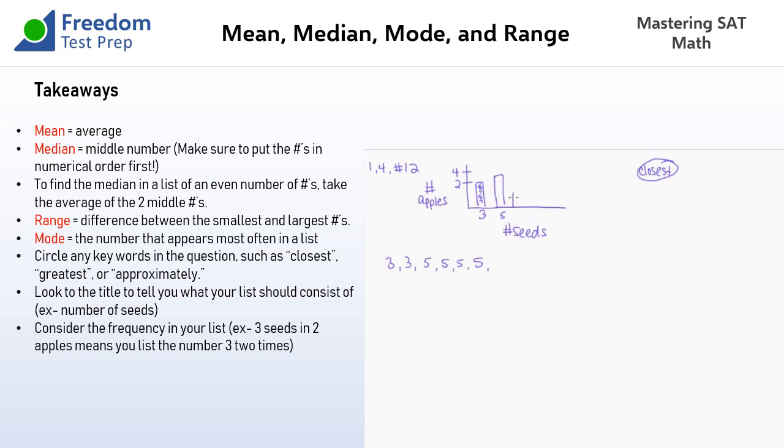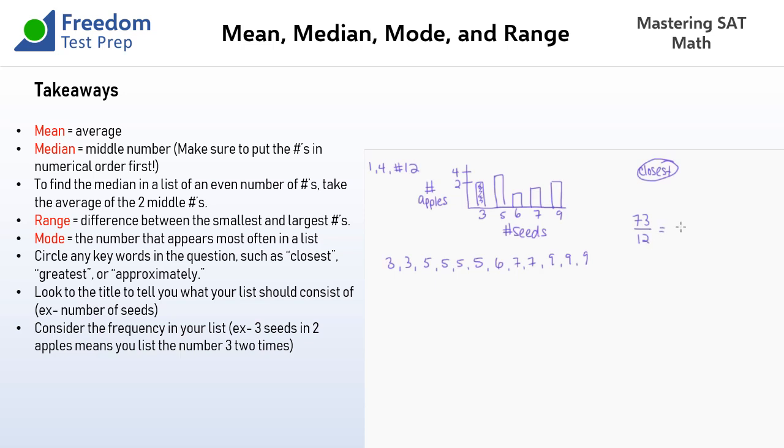So we have 6 seeds appearing just once, and we have 7 seeds appearing, looks like twice. And then finally we have 9 seeds, and that looks like it's appearing 3 times. So we end up with our nice list of numbers. And then we add them up like we do for every average. If we add them up, we get 73, and we divide by the number of numbers. Now we can count up all these numbers, or we can just look at the title. It tells us there are 12 apples, so the number of numbers is 12.